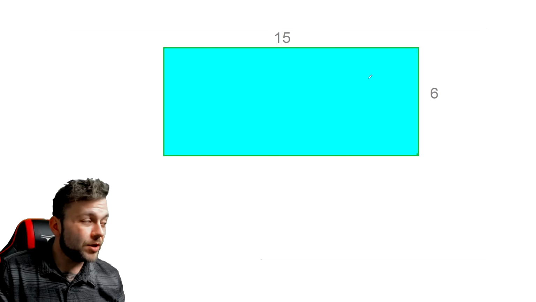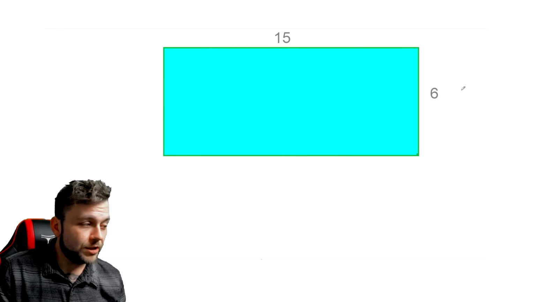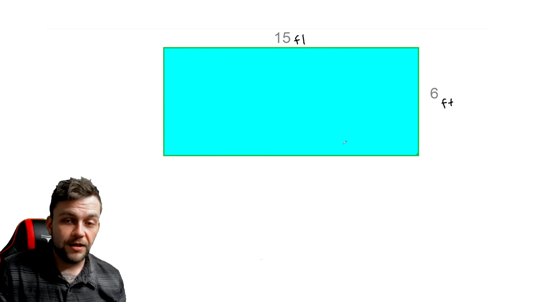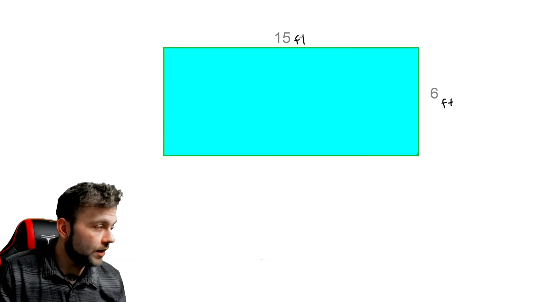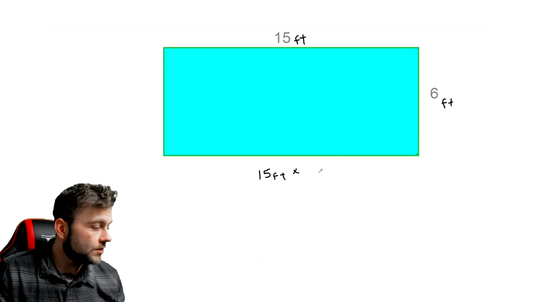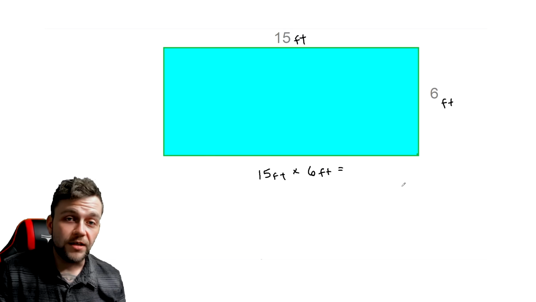Let's just give it a unit though. I want to make sure you guys keep that in your mind. So it's 6 feet over here and 15 feet over on this side. Let's go FT for feet. And it is 15 feet times 6 feet. And once we calculate this, it will give us our square feet. So what is 15 times 6?